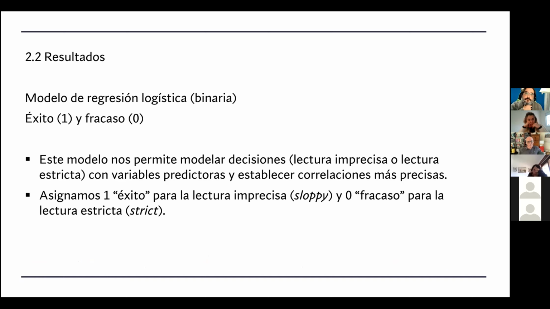Bueno, además de la prueba de chi cuadrado, ejecutamos un modelo de regresión logística binaria. Este modelo nos permite modelar decisiones, lectura imprecisa o lectura estricta, con variables predictoras como el clítico y la animacidad y establecer correlaciones más precisas. Asignamos 1, éxito, para lectura imprecisa, sloppy, y 0, fracaso, para lectura estricta, strict.